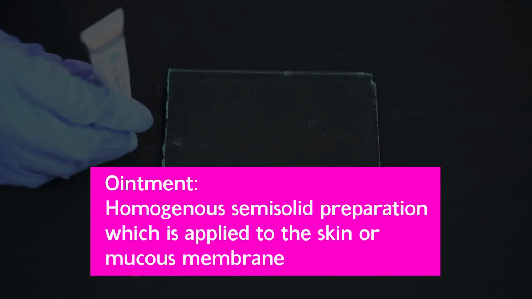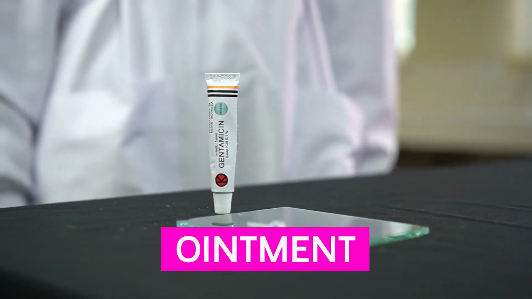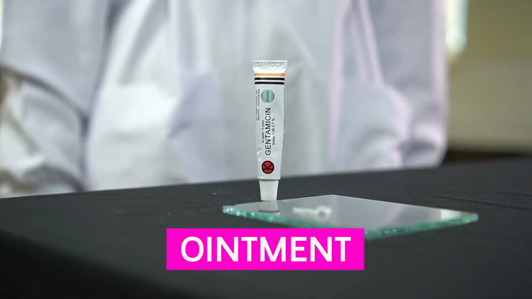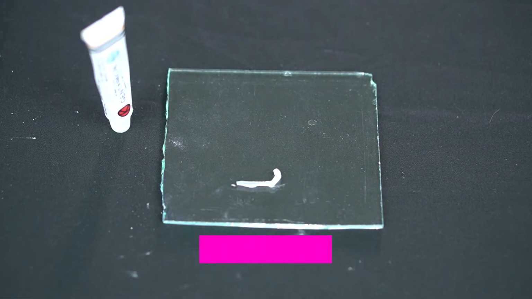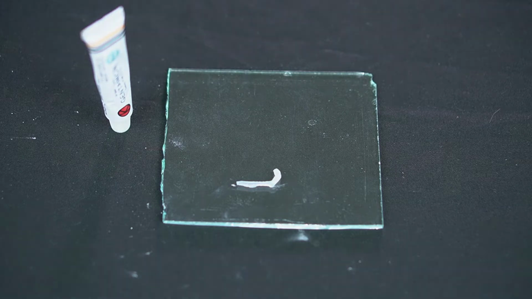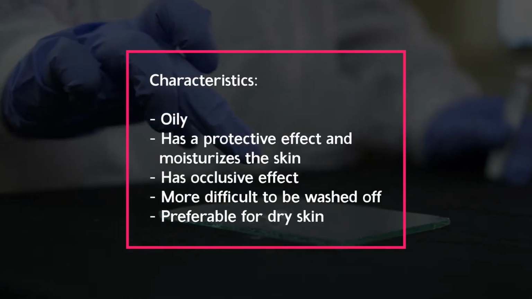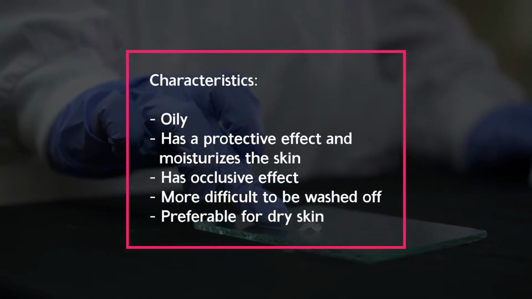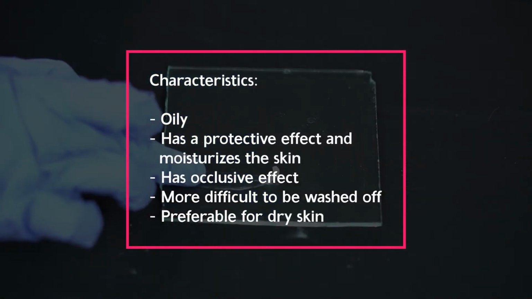The ointment contains water that is less than 20% dispersed in the oil, so that the consistency of the ointment looks oilier. Apart from being a carrier for active medicinal substances to treat skin disease, ointment can also provide a protective and moisturizing effect on the skin. Characteristics: oily, has a protective effect and moisturize the skin, has occlusive effects, more difficult to be washed off, preferable for dry skin.